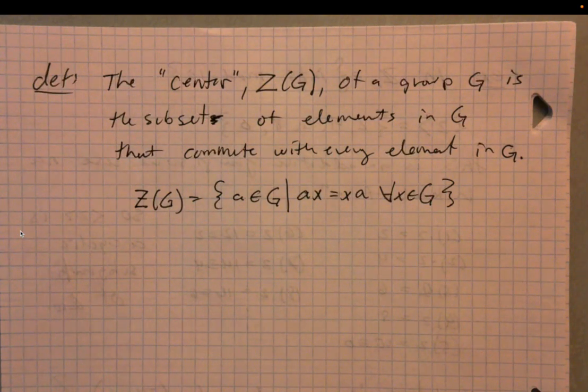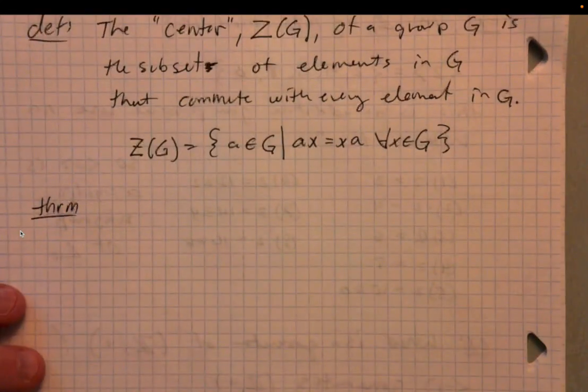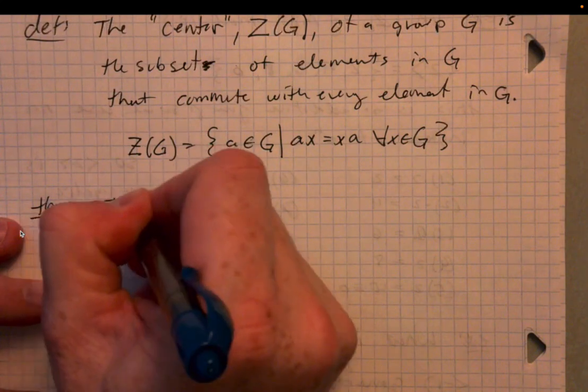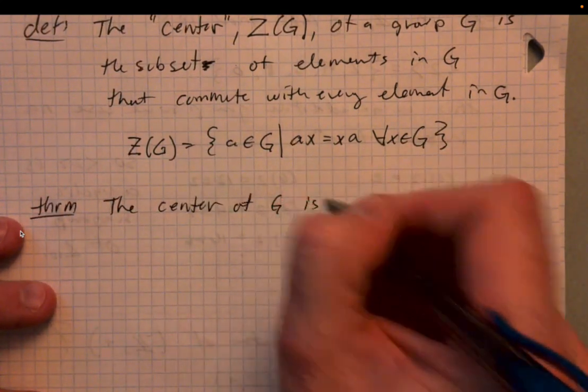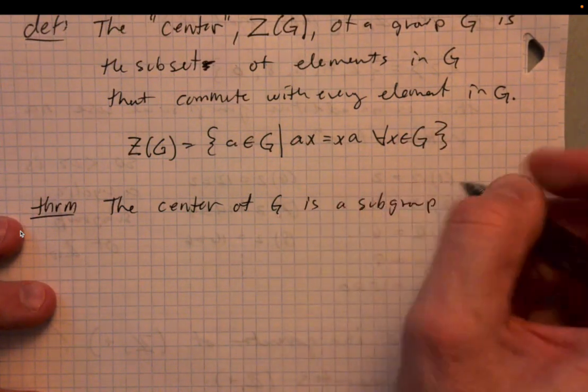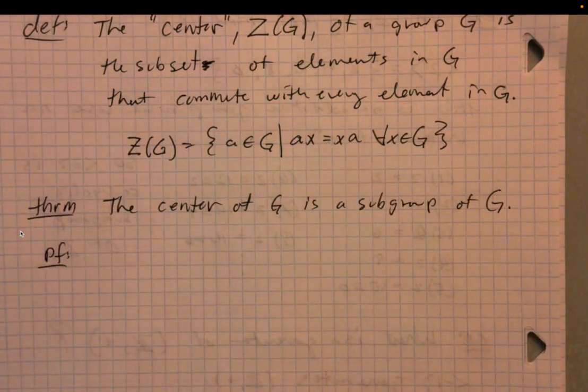Okay, so we call the collection of elements that commutes with everything the center of the group. And it turns out that the center of the group is a subgroup. So the center of G is a subgroup of G. Proof.